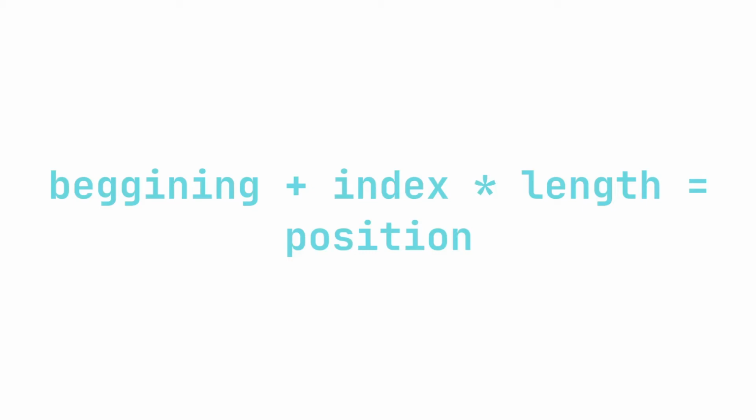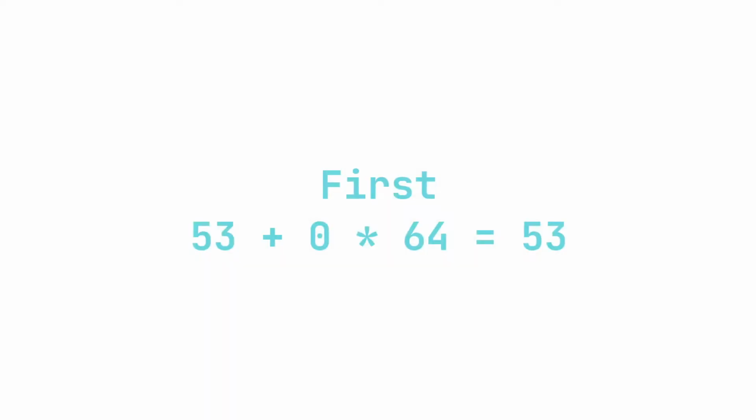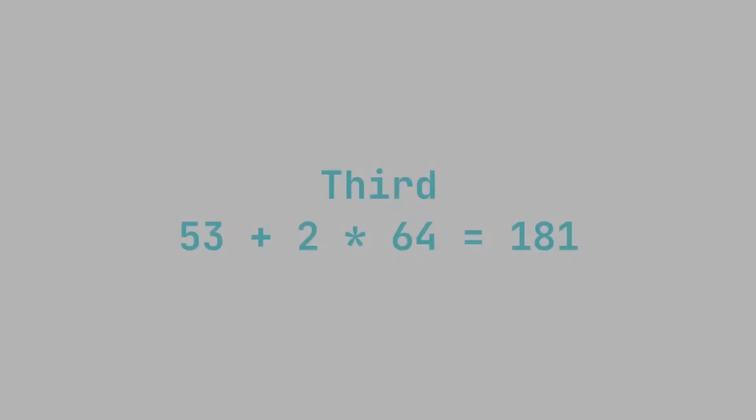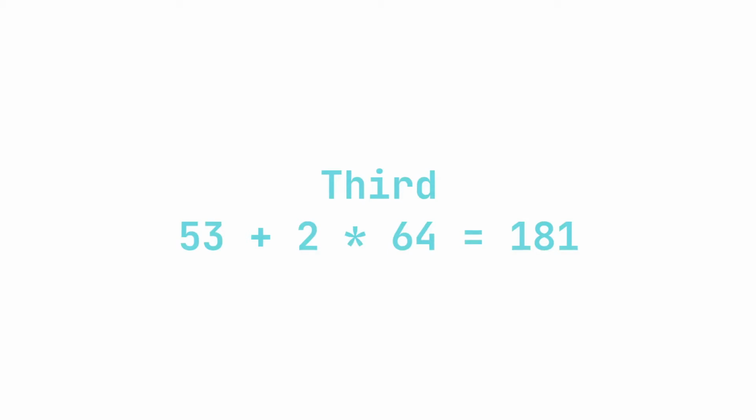This means we now have the formula: beginning plus index multiplied by length equals position. So to get the position of the first element, we just calculate 53 plus 0 multiplied by 64, and it equals 53. And this is the position of the first element. Let's say we want the third element. Its index is 2. To get it we need to calculate 53 plus 2 multiplied by 64, and it equals 181. And this is the position of the third element.